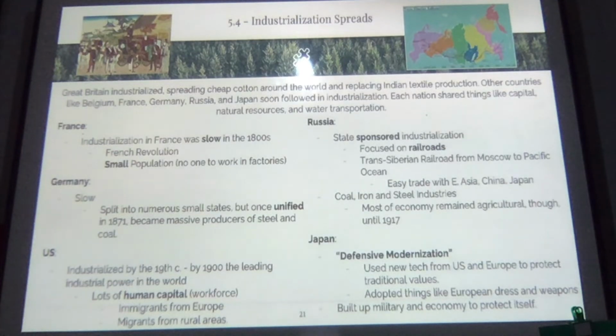The United States, we had the biggest workforce in the world, and we also had a large immigrant workforce. Not to mention we had farmers that were moving back as well. Russia has state-sponsored industrialization, and remember, they're still trying to get away from the relics of feudalism at that time. And then Japan, notice they have what's called defensive modernization. I think that's an interesting way to put it, defensive modernization. So they're using that to build up their military and their economy to protect themselves.